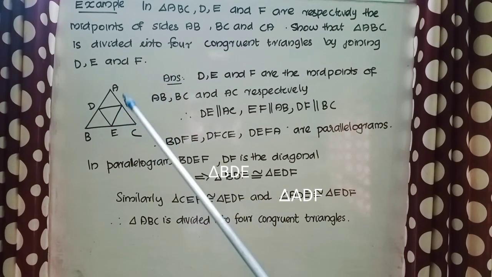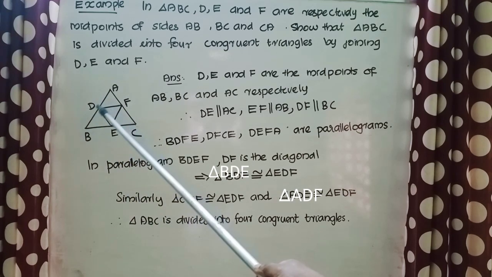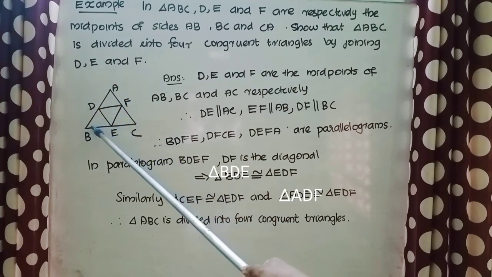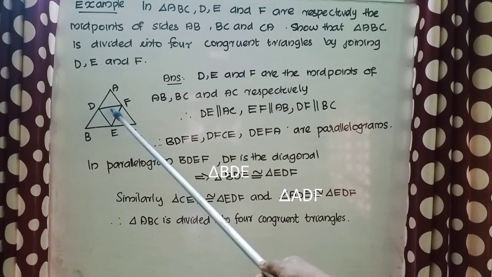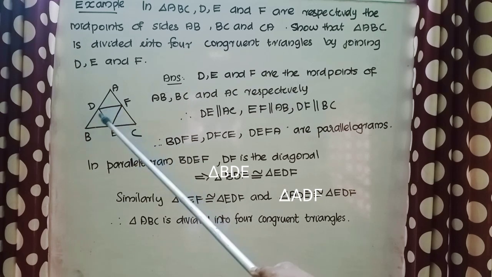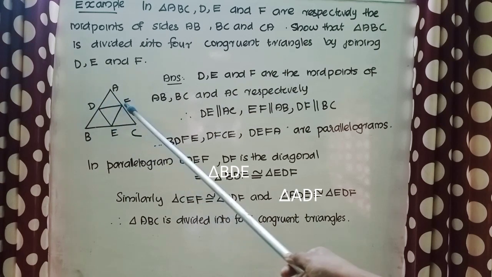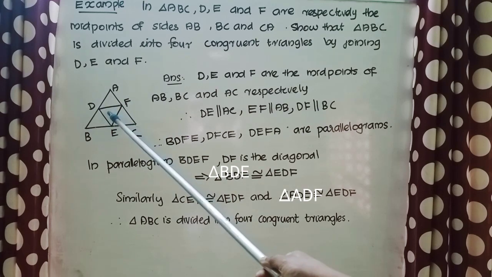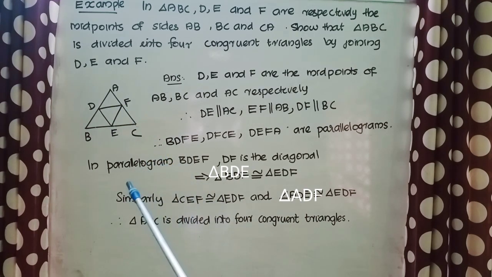Now we have studied the diagonal of a parallelogram divides it into two triangles which are congruent. So here in this parallelogram BDEF, this DE is the diagonal. So these two triangles, that is this triangle BDE and triangle DEF, both are congruent triangles. Similarly, in this parallelogram EDFC, this EF is the diagonal. So these two triangles, that is triangle DEF and triangle ECF, both are congruent triangles.